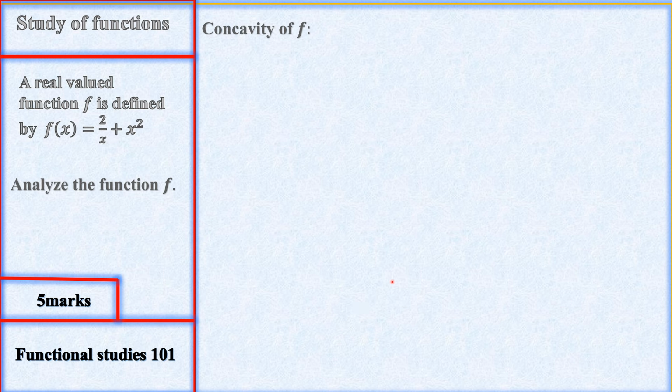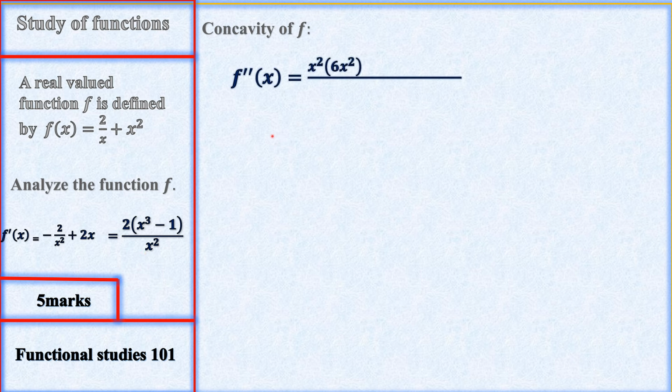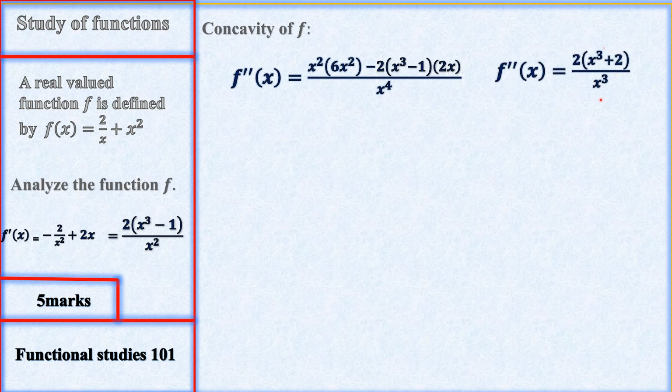After having evaluated the stationary points, we have to look at the concavity of f. To get the concavity of f, we have to evaluate the second derivative, and to get the second derivative, we differentiate the first derivative. So using the simplified form of the first derivative, f double prime of x, applying the quotient rule: bottom, x squared, multiplied by the derivative of the top, which is 6x squared, minus the top, copied, multiplied by the derivative of the denominator, 2x, divided by the denominator squared. Simplifying that gives me 2 times x cubed plus 2, divided by x cubed.